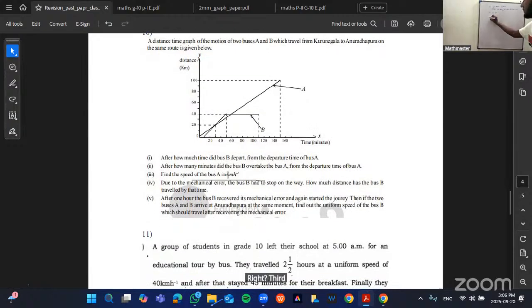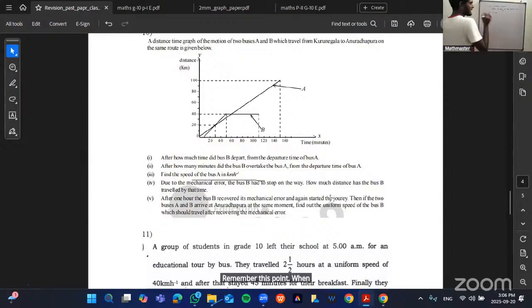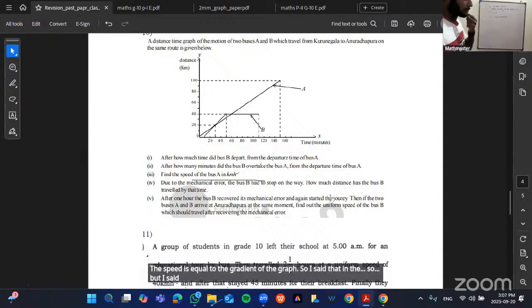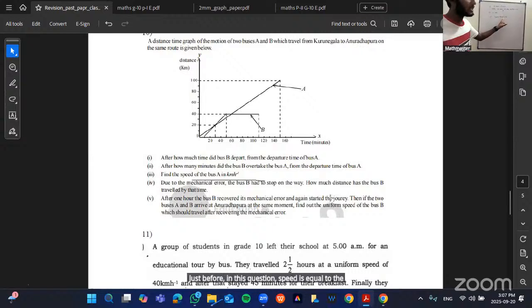Third one: find the speed of bus A in kilometers per hour. How to find the speed is very easy. They have given us a distance-time graph. Remember this point: when they give a distance-time graph and ask for speed, the speed is equal to the gradient of the graph. I said this in the theory class also, and just before in this question.